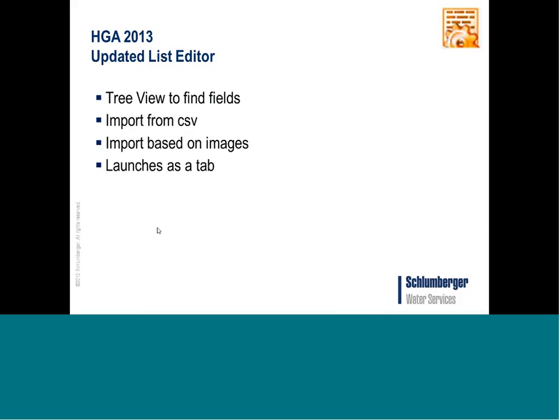So the list editor was also updated. This is the module where you can create a drop-down field for any field within the database. So what we've done is we've implemented a tree view in order to find the fields. Before it was a drop-down list, and that could be a little bit tricky to find exactly the field that you're looking for. A simple option for importing from CSV, as well as an option to import based on images, so the list editor can also contain an image. And this also launches as a tab, so it gives you the ability to customize the look and feel.